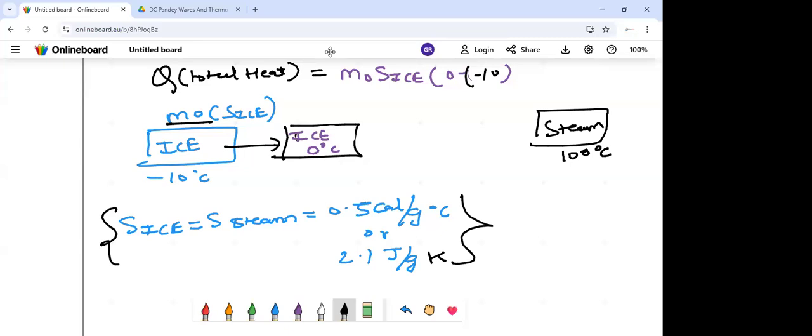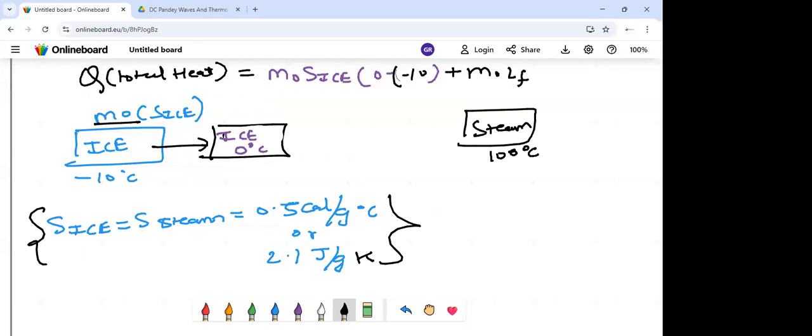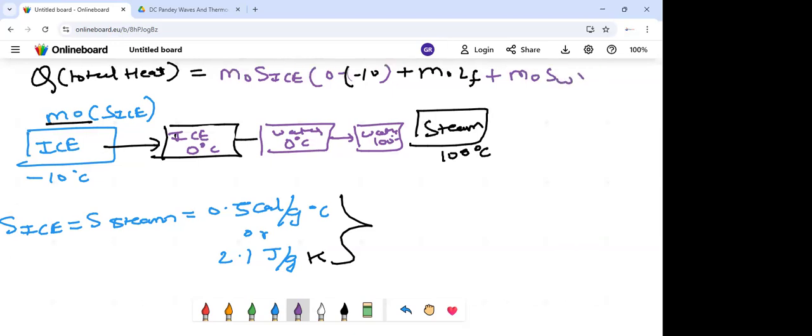Okay, at 0 degree, we all know what is going to happen. At 0 degree, it will be m naught into latent heat of fusion. Then all the ice will convert into water at 0 degree. Since I have a small space, I'm writing like this. Now this water will rise up to 100 degree. So how much extra heat do we require? M naught into specific heat of water into 100.